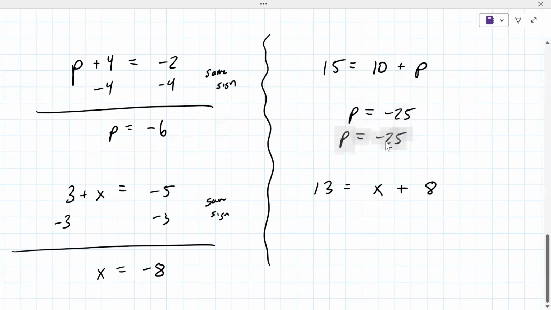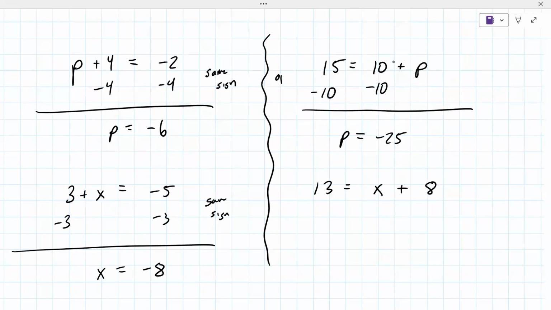Okay, now how did you get that? What did you do to solve this? Since the variable was next to the 10, I subtracted 10 on both sides. Okay, so these are opposite in sign. I see my problem.